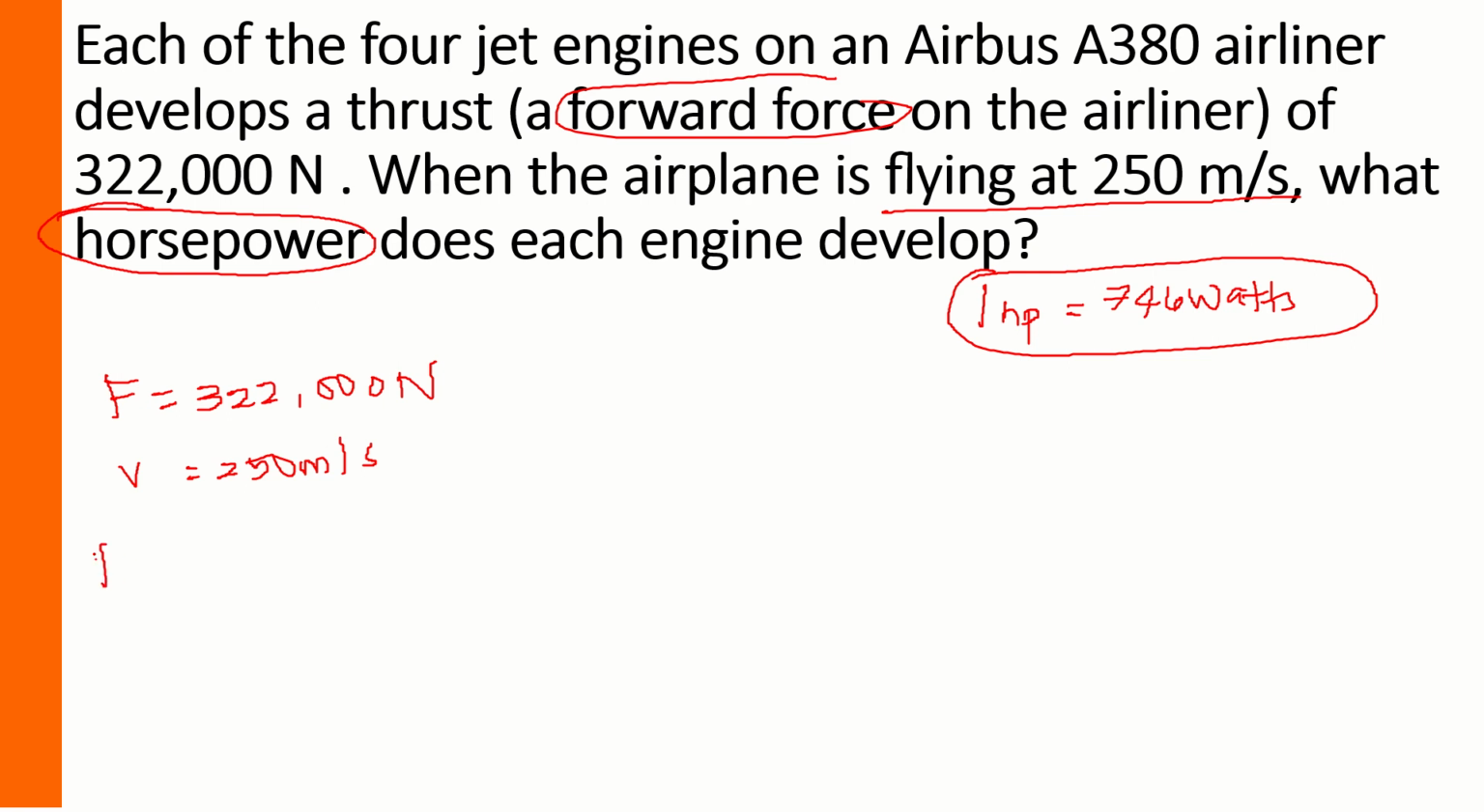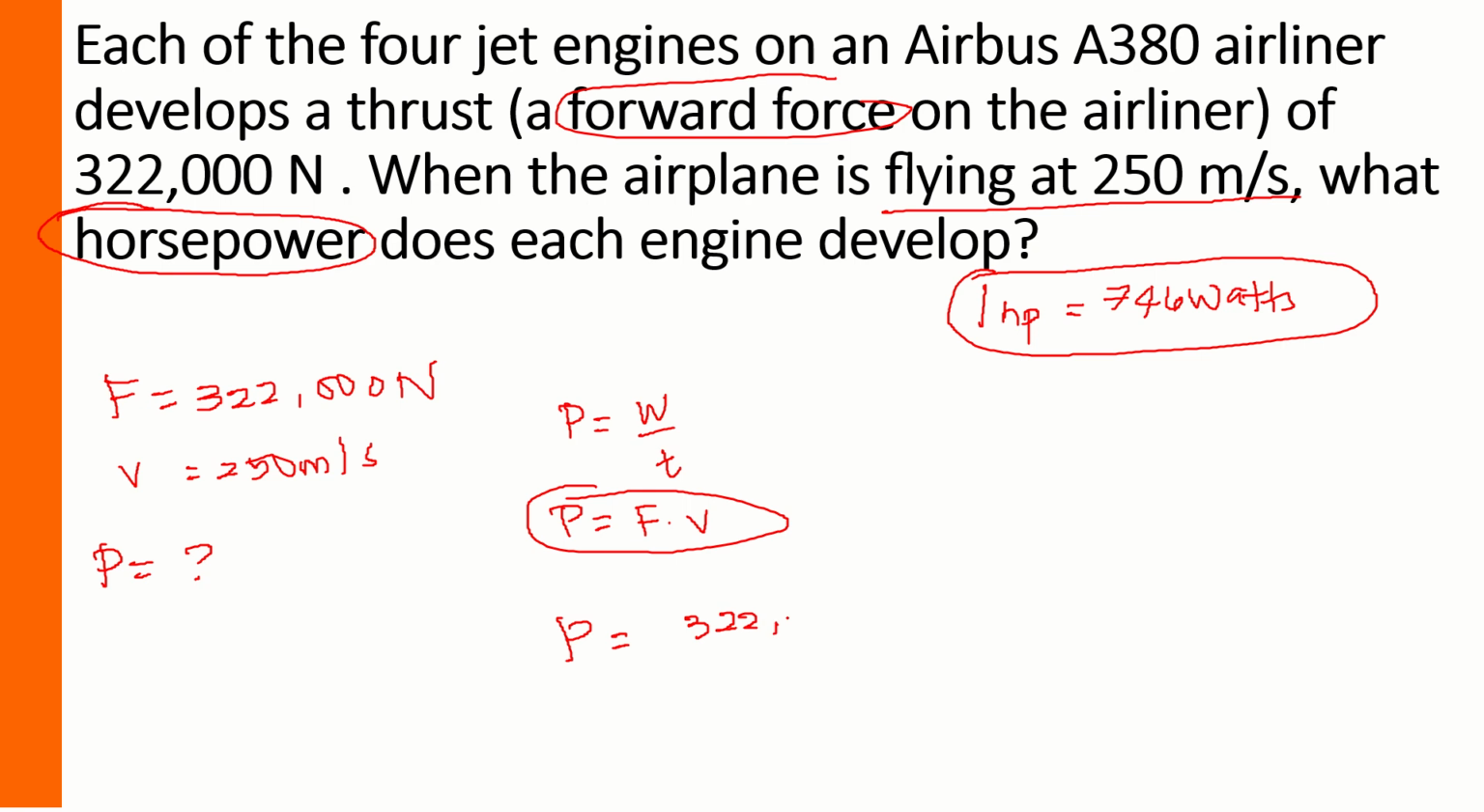So we're going to look for the power. Balikan lang natin, meron tayong dalawang formula for power which is work over time and then power is equivalent to force times velocity. So alin dito yung gagamitin mo? Obviously the second formula. So power is equivalent to 322,000 newton times 250 meters per second. You know that Newton meter is just joule, so joule per second pa rin siya, so watts pa rin siya.